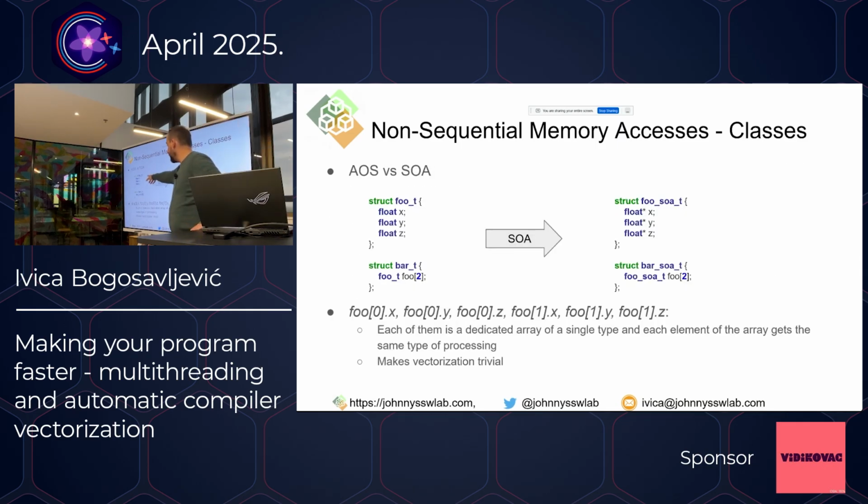So this is the original, and then you have structure of array, where you have this x pointer, which is a pointer to a vector, then y and z, and then you have these 2 instances. So what's the advantage of this one? Each member is now in a dedicated block of memory, and vectorization is trivial. And when you do this change, the compiler can do automatic vectorization as well.